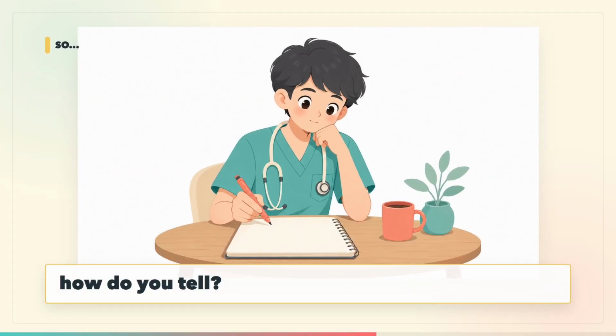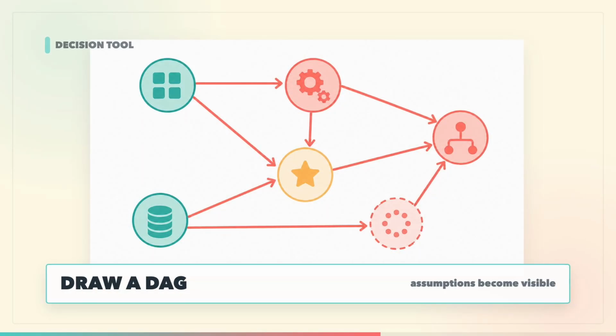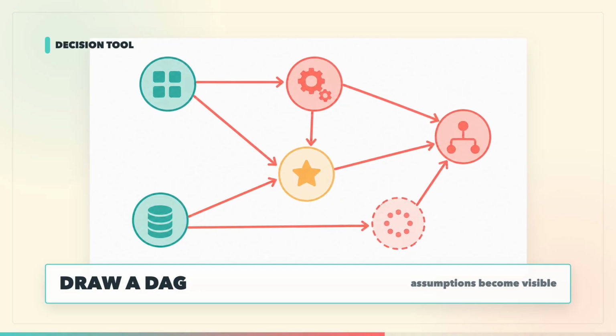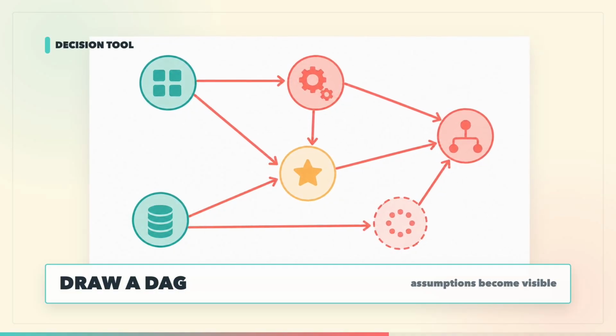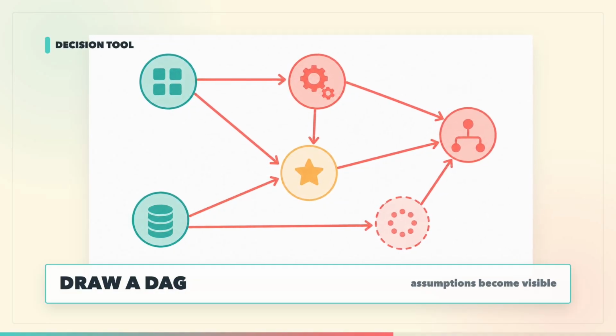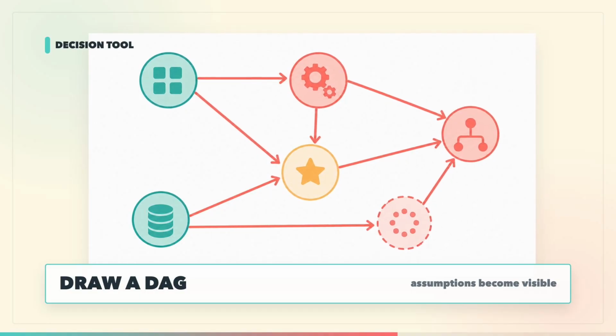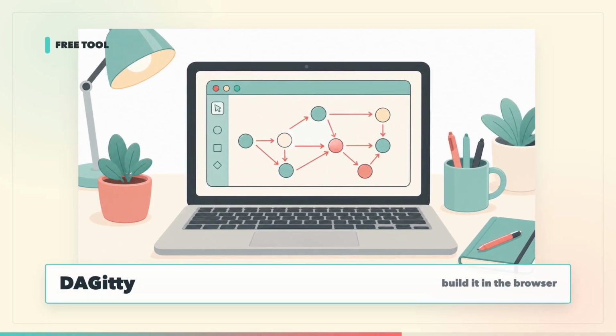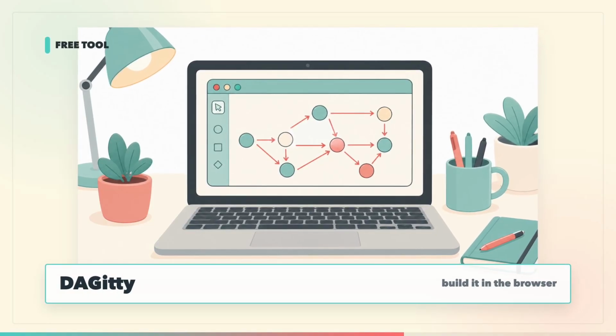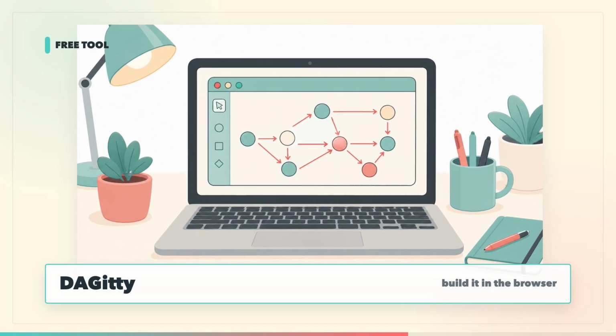So how do you tell which variable is which? You draw a DAG, a directed acyclic graph. Variables are nodes. Causal arrows connect them. You make your assumptions visible, and a few simple rules tell you exactly what to adjust for. Free tools like Dagitty let you build one in your browser in 5 minutes. Sketch on paper first. Formalize later.